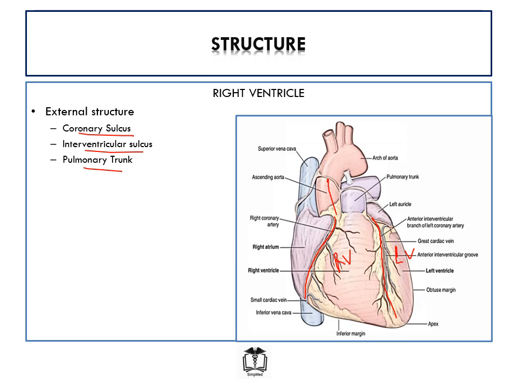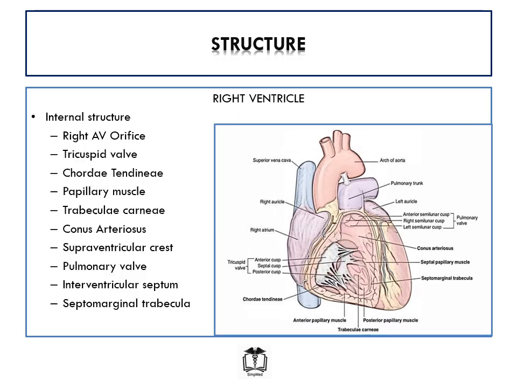One other thing to note about these structures, particularly the interventricular sulcus, is that it carries important vessels. If you pay attention, you notice there are very important vessels found there. There is the great cardiac vein found on the interventricular sulcus. We also have the anterior descending interventricular artery, also found on that interventricular sulcus.